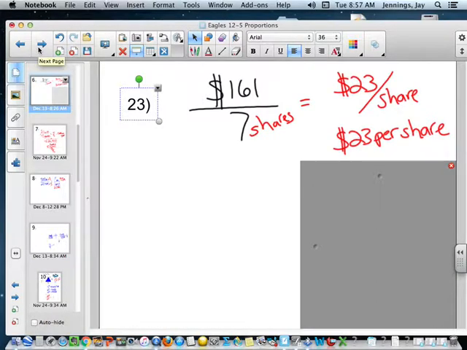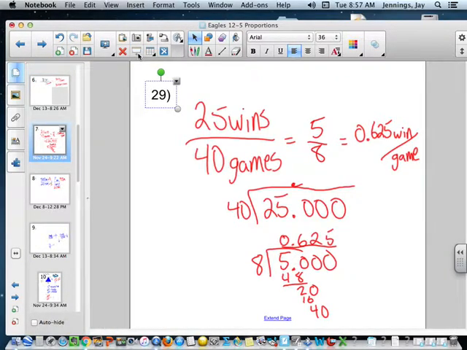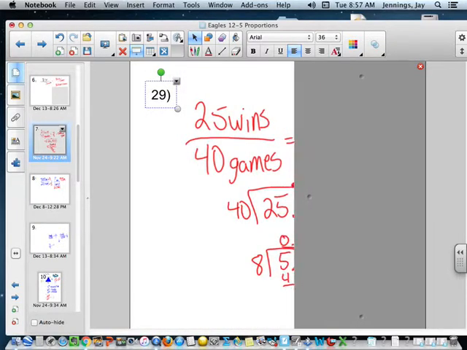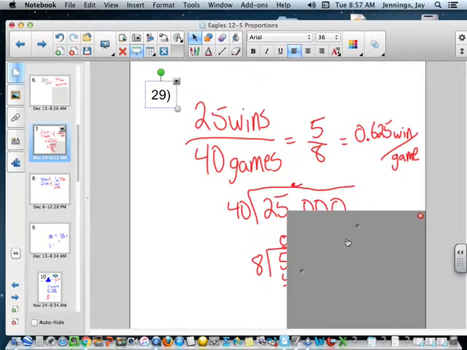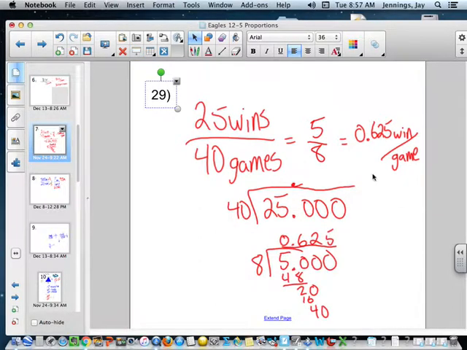Okay, so next we talk about number 29. Now, one of the weird things about 29 when you're doing a ratio is you really want to get the 1 to be in the denominator. So this is the ratio of wins to the number of games. You probably realize that that has to be less than 1 because you can't win more than games played. So again, we divide 25 by 40 and we would get 0.625 wins per game. Okay, and we would use division there.